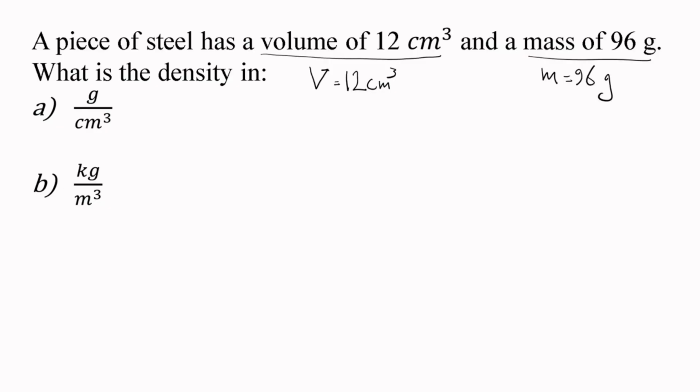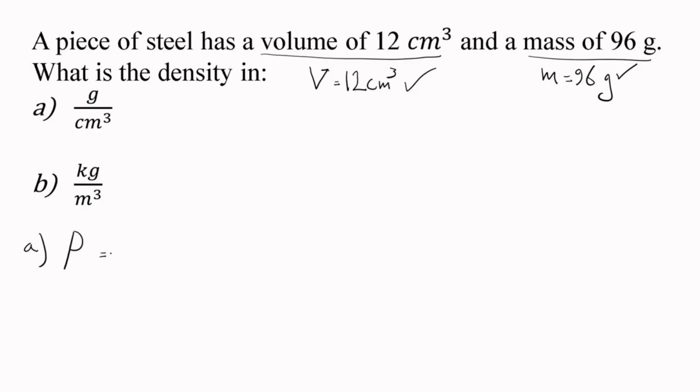What does the question want? In the first part, the question expects us to calculate the density based on gram per cubic centimeter. Okay, I have the mass based on gram and I have the volume based on cubic centimeter. So I do not have to do any unit conversion. Let me write it.